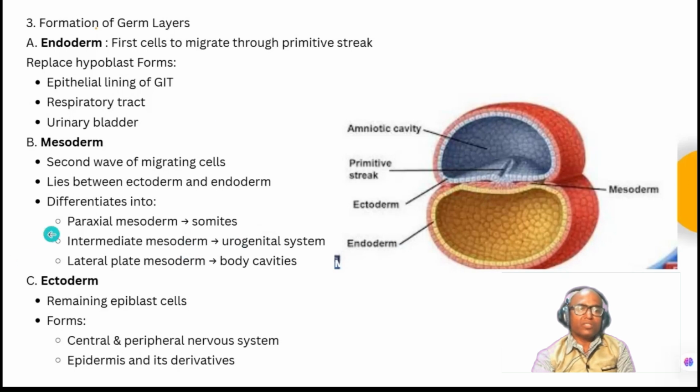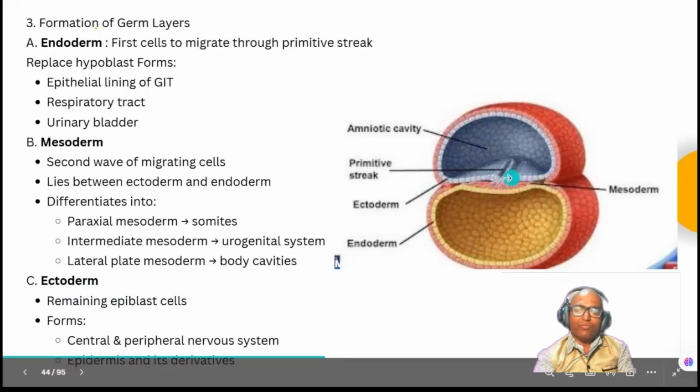So this paraxial mesoderm will lead to the formation of the somites. The intermediate mesoderm will lead to the development of the urogenital system. Again, here is an SBA, please remember this. And the lateral plate mesoderm will lead to the formation of the body cavities. Now the last layer is the ectoderm. The remaining epiblast will form this ectoderm, and it will form the central and peripheral nervous system, epidermis, and its derivatives. So these are the structures which are getting formed.